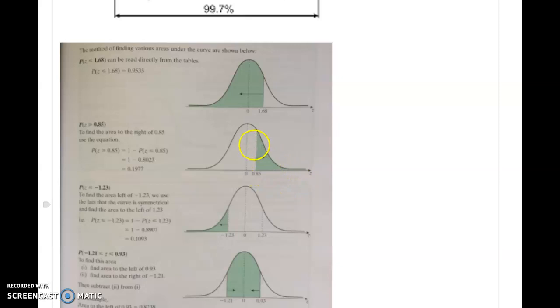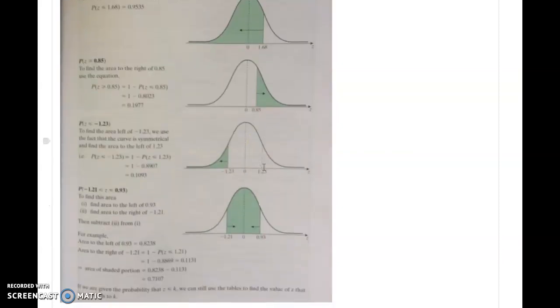If you can guess, how do you calculate the shaded area? You calculate the whole area, you take away this part here, and that will give us this area. And that's exactly what we do. The whole area is 1. We take away this probability, which is the probability that z is less than 0.85, and that gives us this.